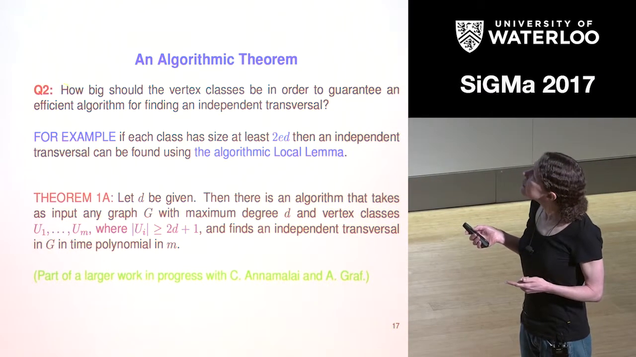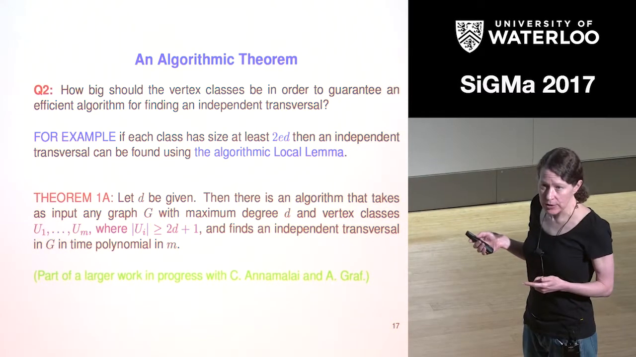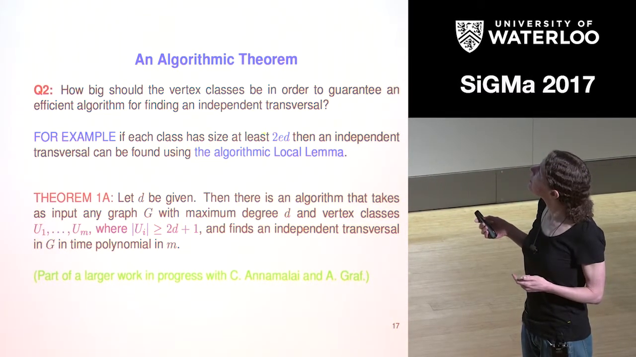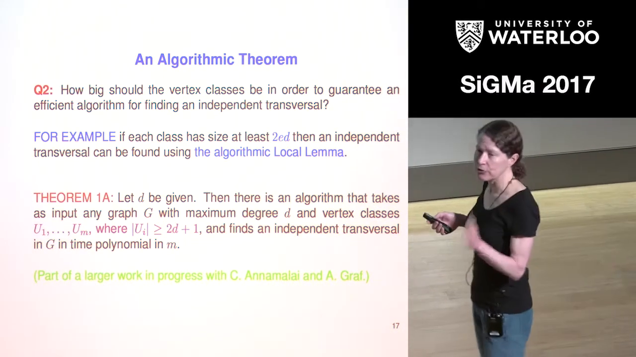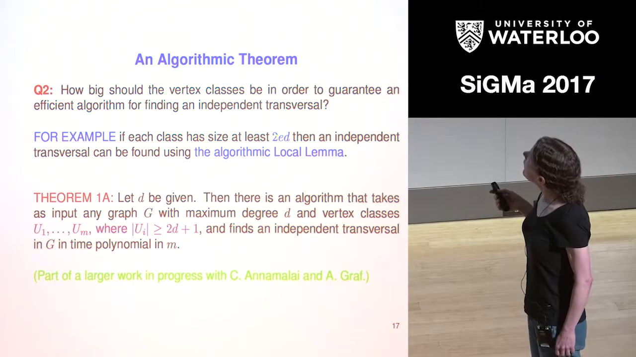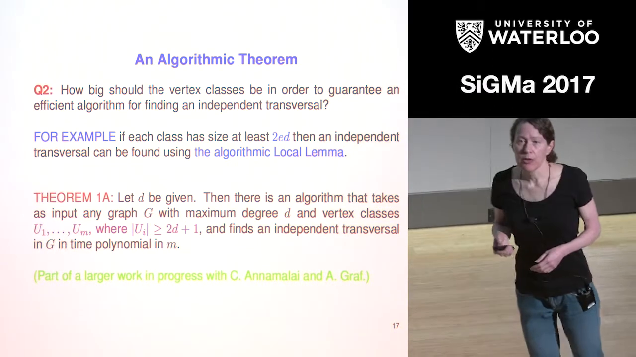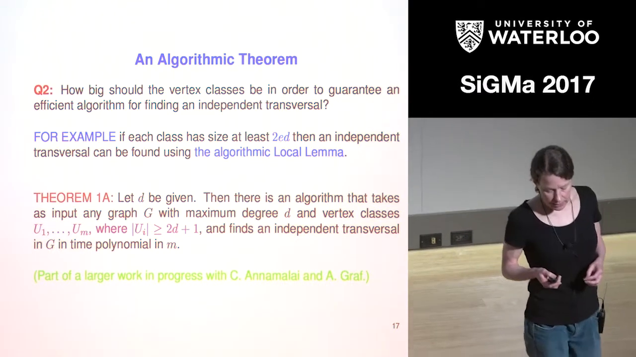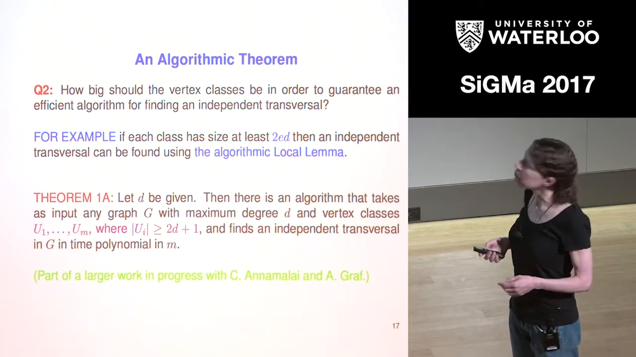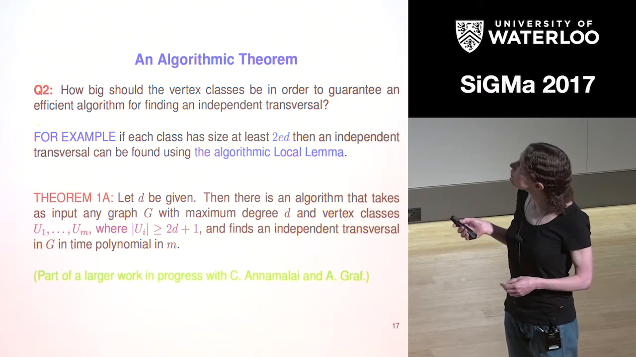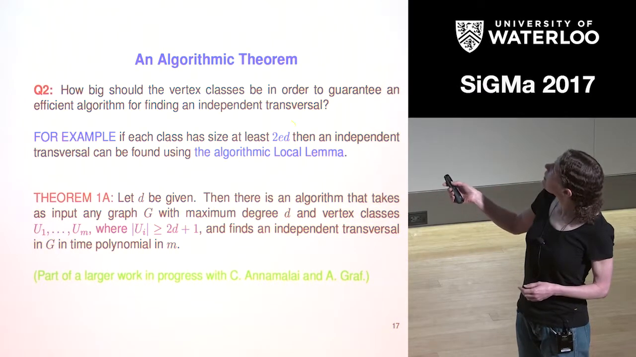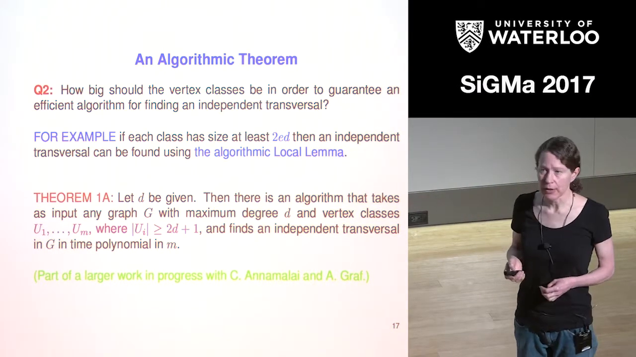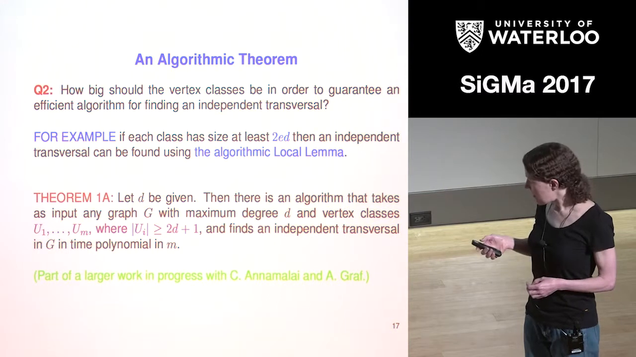So that question, at least to get some quick answer to this, is not difficult. If, for example, you allow the classes to be not 2D but 2eD, and e is really here e, the number e, not to do with the edges of the graph, then just using the local lemma, you can easily find an independent transversal, and then because of algorithmic versions of the local lemma, you would be able to find such a thing algorithmically. So if you're willing to pay this much per class, then this is definitely known.